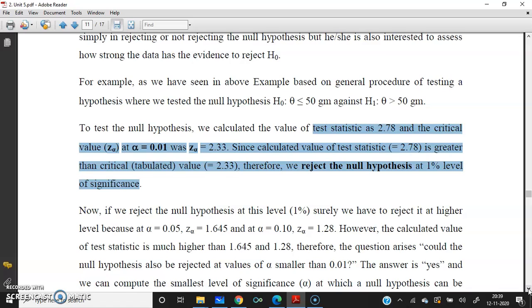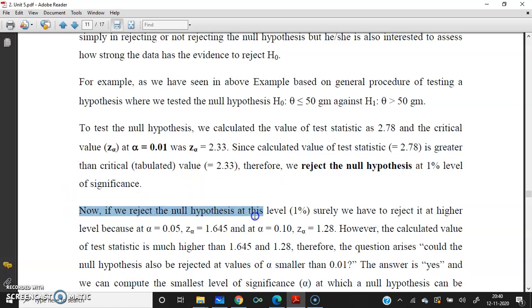So 99% you are pretty sure that whatever you claim is correct. So that is what 99% talks about. That is the 1% level of significance, 99% confidence level. So confidence is 99%, level of significance is 1%. So this is what we concluded using the table value.